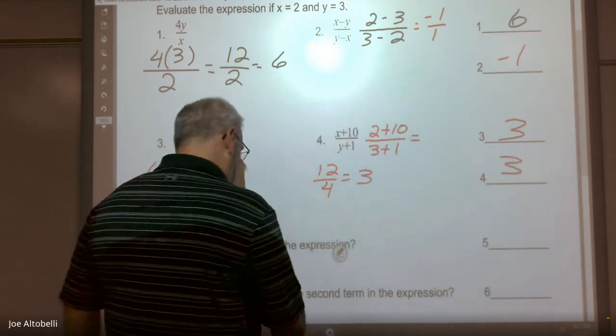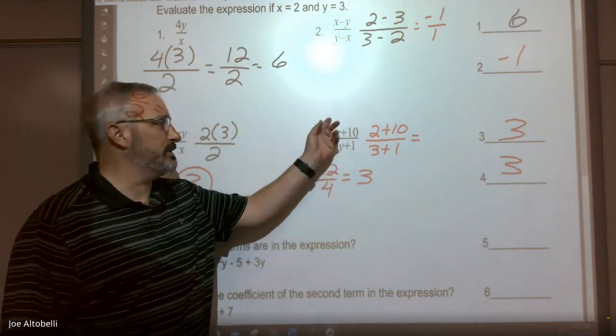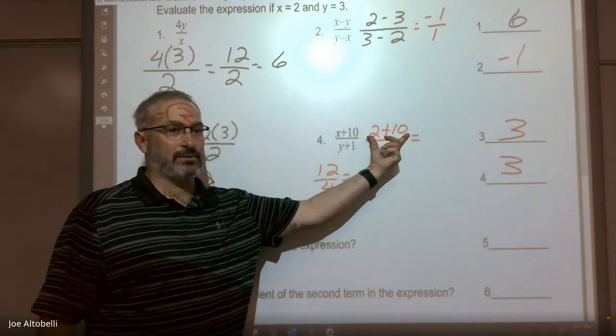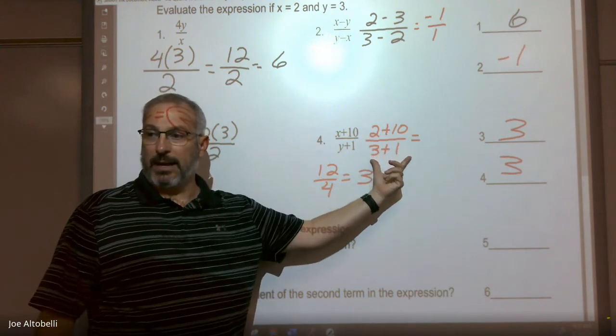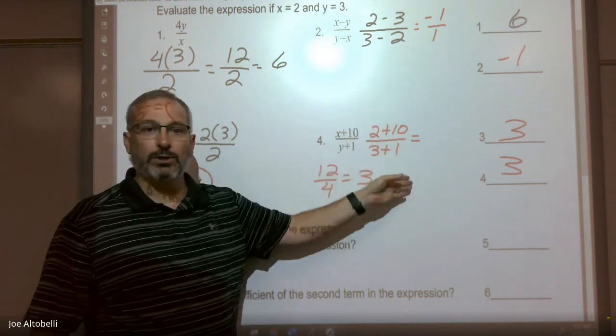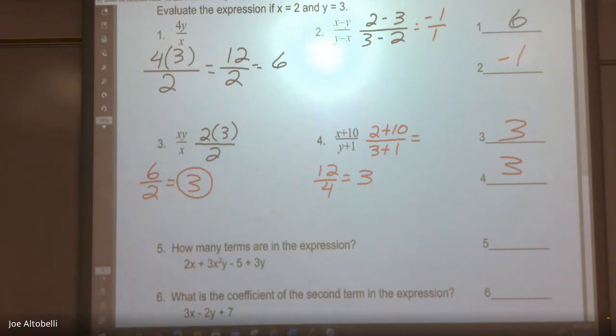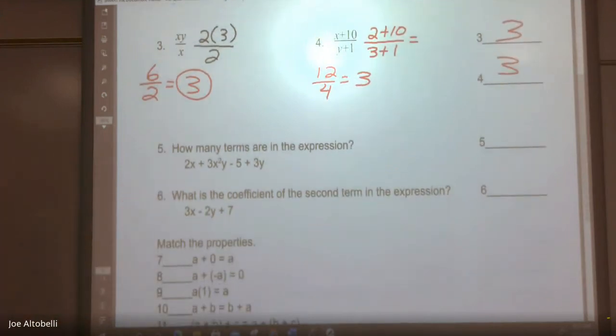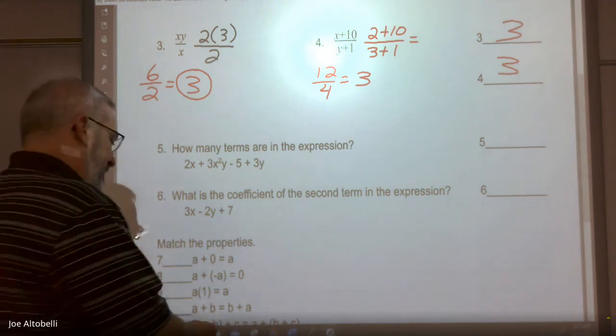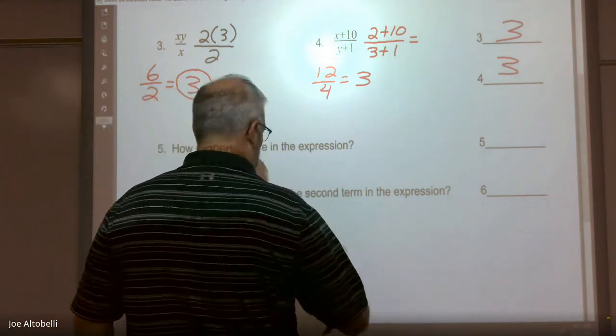Number 4 is also 3. Substitute the values. You have to do the math in the top, do the math in the bottom before you divide. Dividing can be the last thing you do there. All right, number 5 is asking how many terms are in the expression. So see if you remember that.